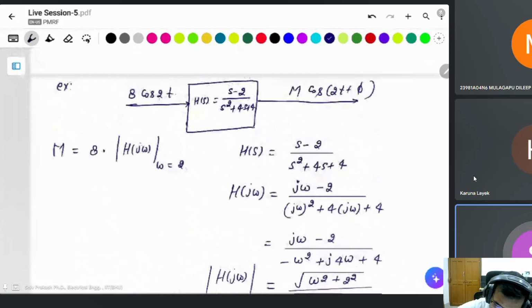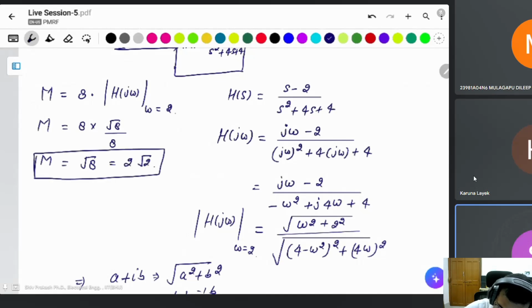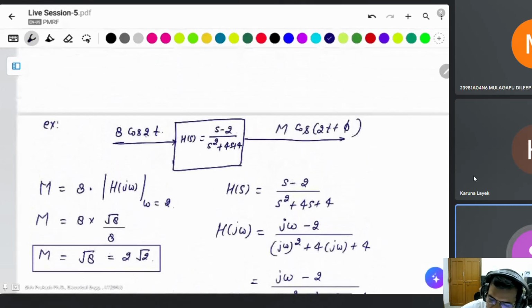Okay, put the value here. Then M is equal to 8 times root of 8 divided by 4. The 8 and 4 reduce, giving root of 8 times 2... so the magnitude is root of 8, and root of 8 means 2 root 2. This is the magnitude M here.